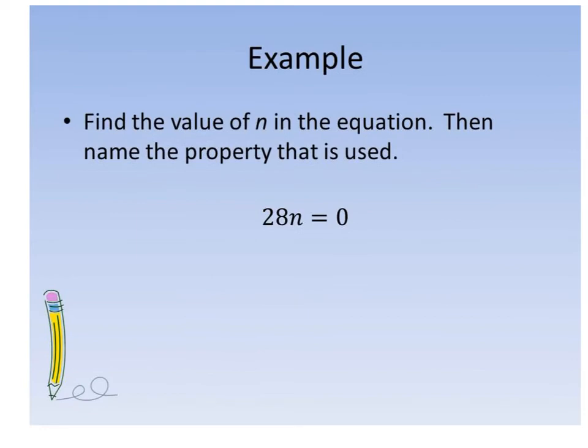All right, so 28 times n equals 0. What does n have to be? n has to be 0. Okay, and then what property is that? It's that multiplicative property of 0. Very good.